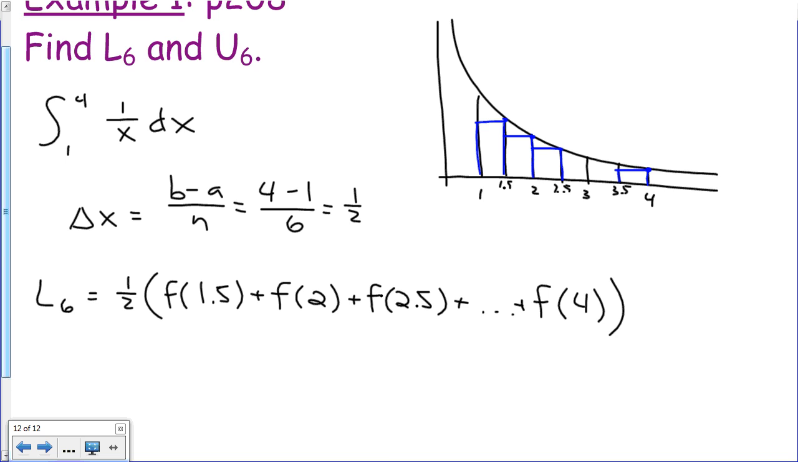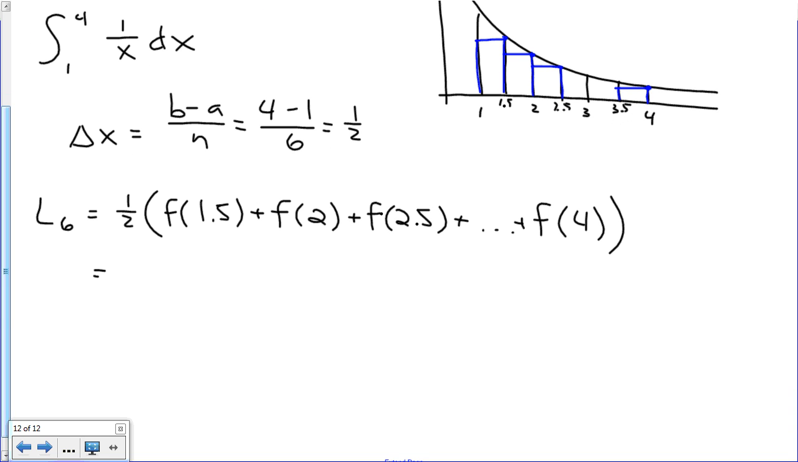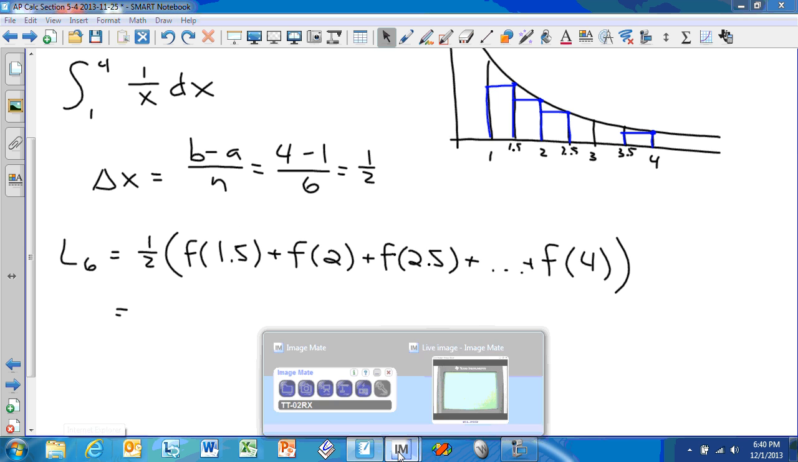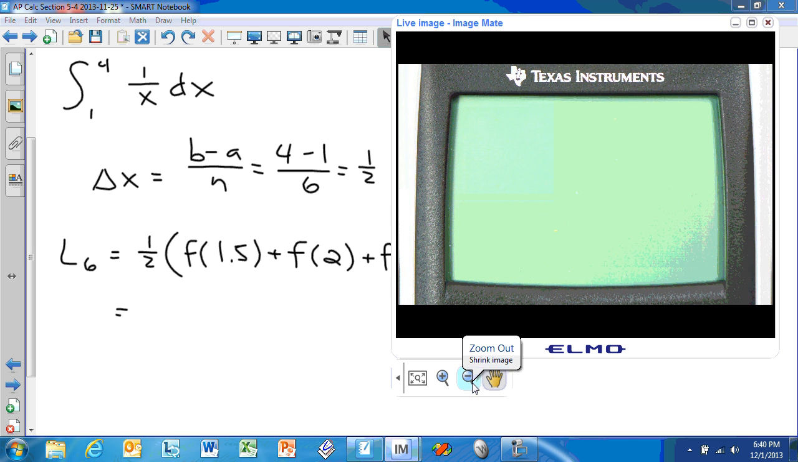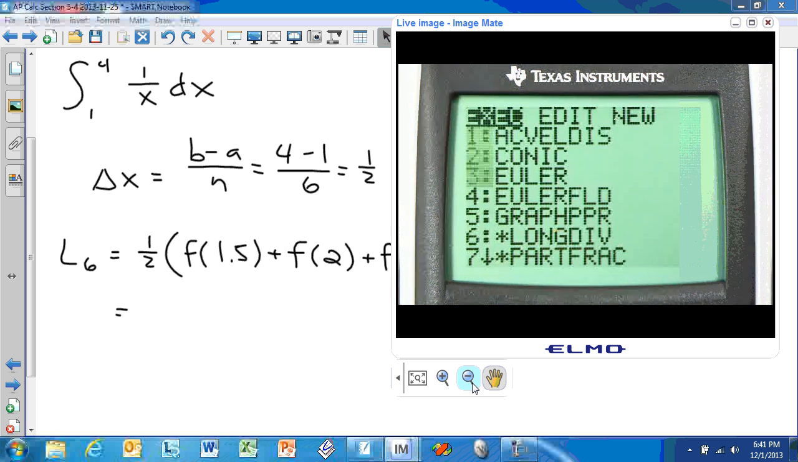Okay. Now again, once you have that calculated, or once you have your formula written down, you can then use your calculator to help you calculate this. And you can either do that from the home screen, or you have a program you're going to use. And I demonstrated this the other day, but I'll show you it again. So let's run our Riemann sum program.